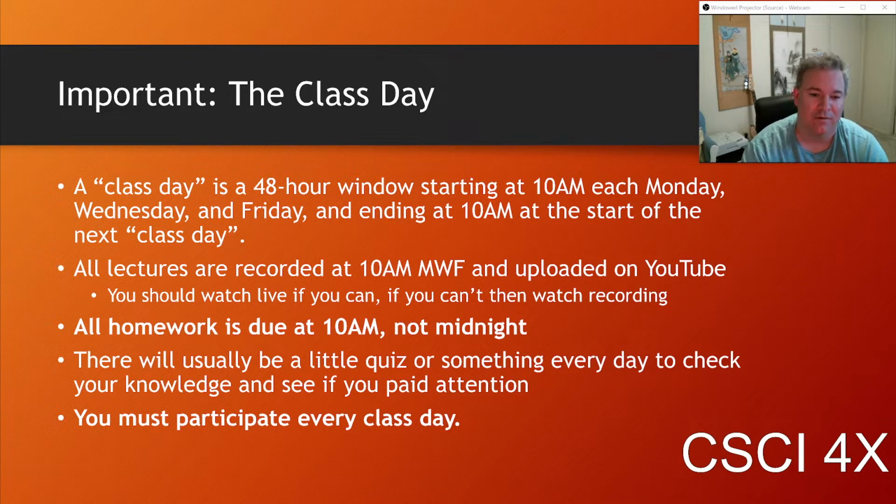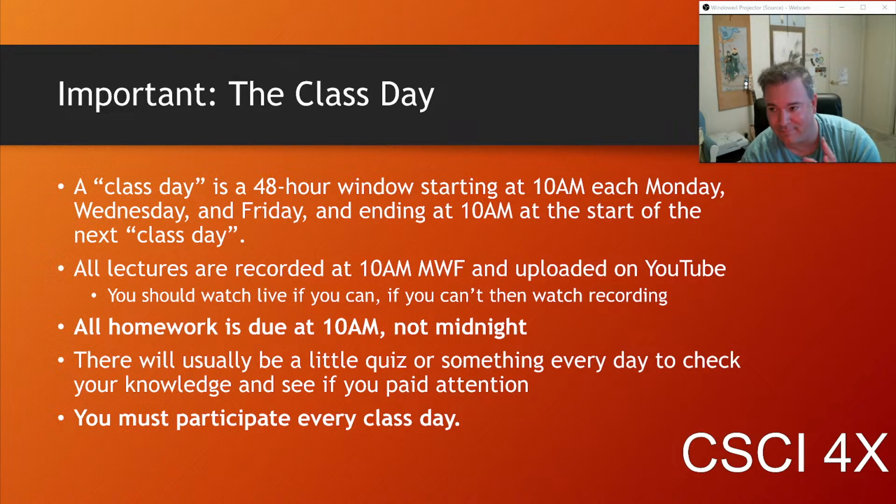Okay. So the class days are 48-hour windows. You have to participate once every class day. Friday to Monday, I guess, is 3 days instead of 2 days. This is a big one: everything's due at the start of class, not at midnight. If you're used to Canvas having midnight deadlines, you're going to be disappointed.